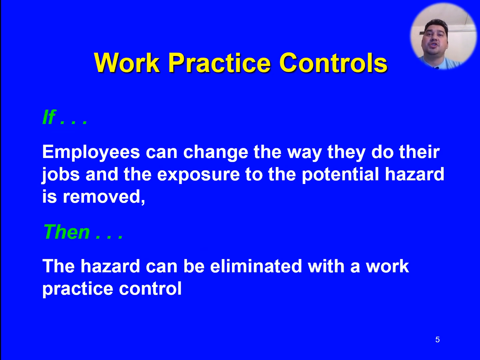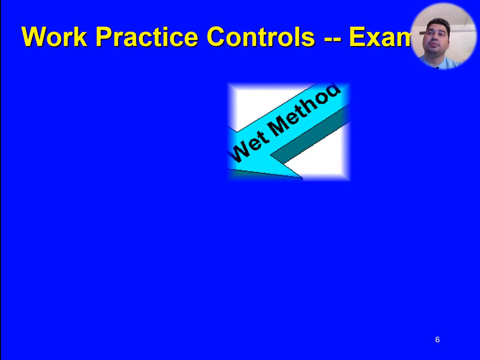After that, work practice controls. If employees can change the way they do their jobs and the exposure to the potential hazard is removed, then the hazard can be eliminated with a work practice control. Sometimes, if employees perform tasks improperly, that causes more hazards, so we have to check that. We have to make sure that employees perform their tasks properly.